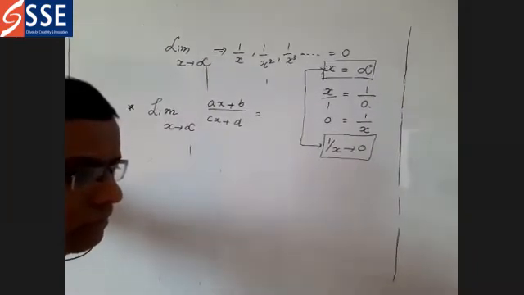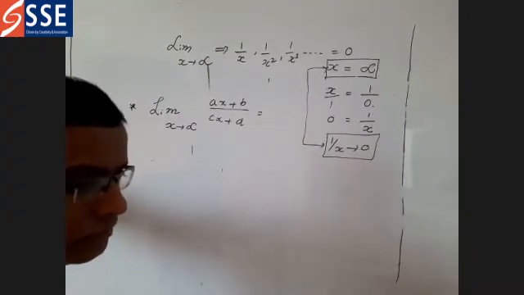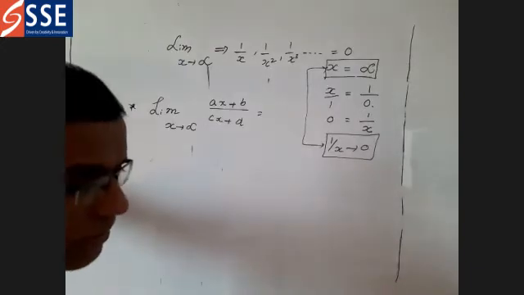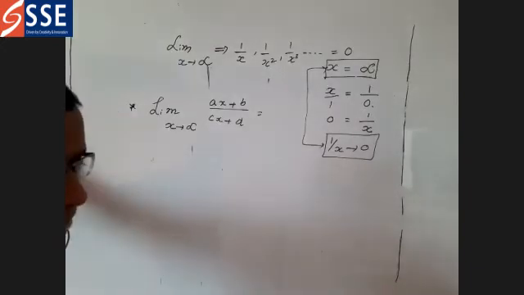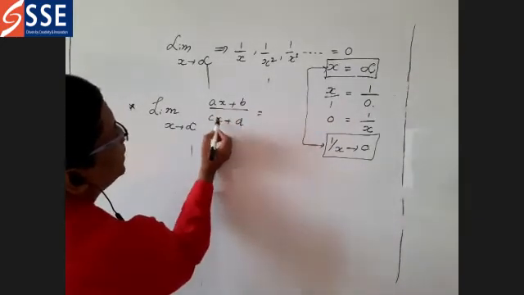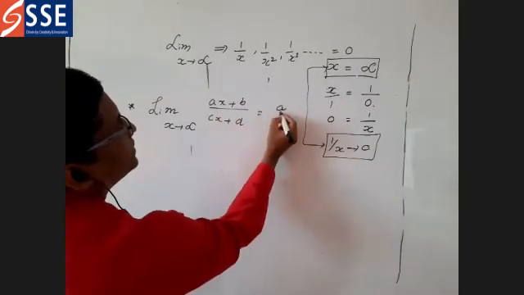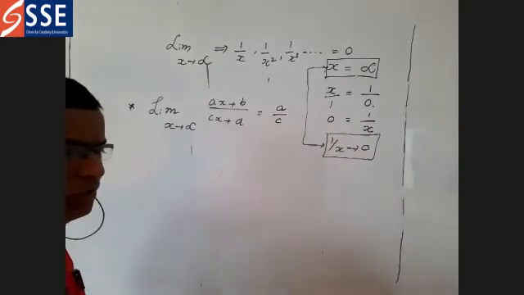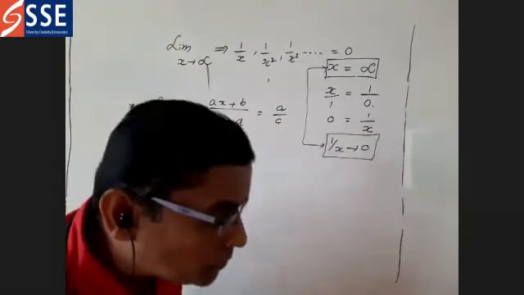Is it clear now? Good. A by c, that is correct. So now, the x coefficient here: the answer is a by c. I will give the clarity why it is so.